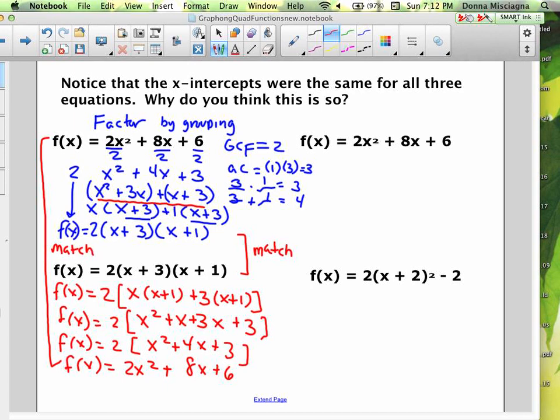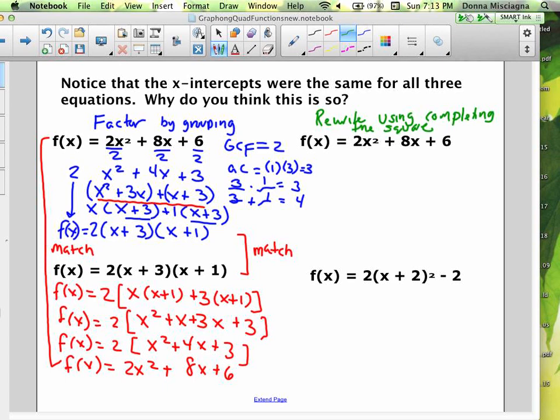So these two equations here, 2x squared plus 8x plus 6, and f of x equals 2 times x plus 3 times x plus 1, are two different equations for the exact same function. Let's take a look at the 2x squared plus 8x plus 6, and we're going to rewrite it using completing the square. By the way, you can't use the quadratic formula to rewrite. I can rewrite by factoring. I can rewrite by completing the square.